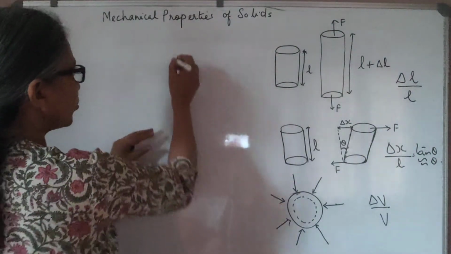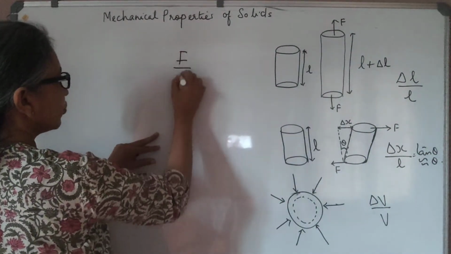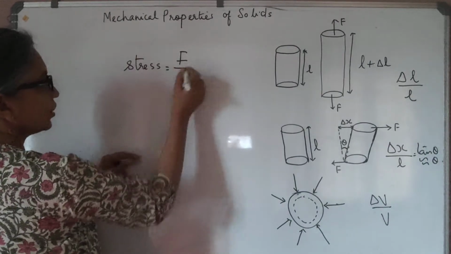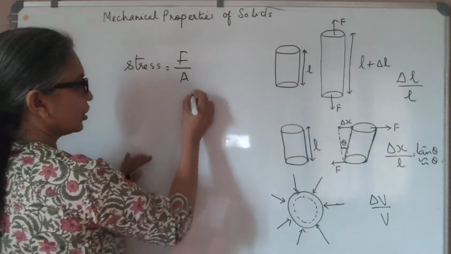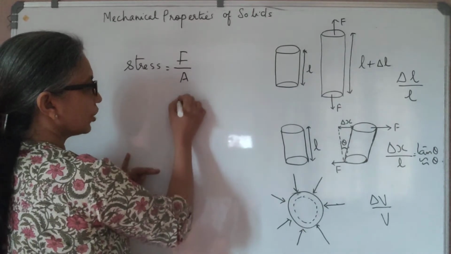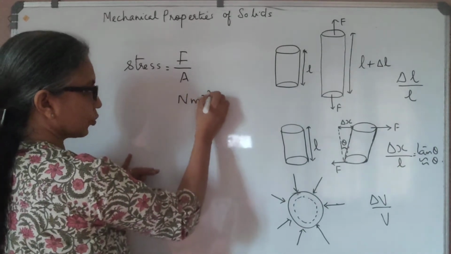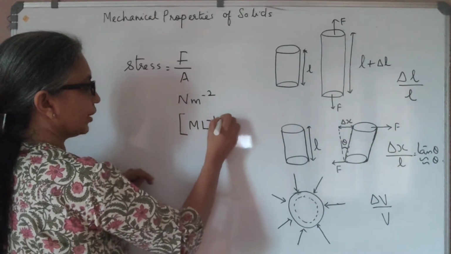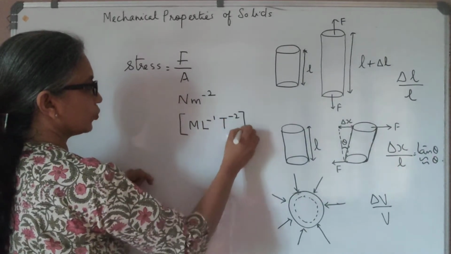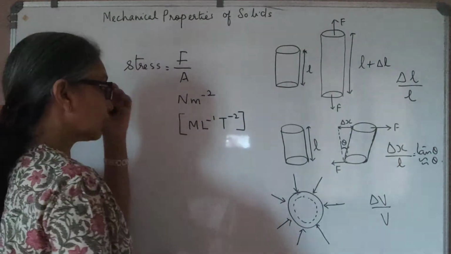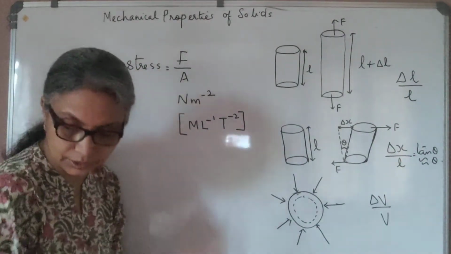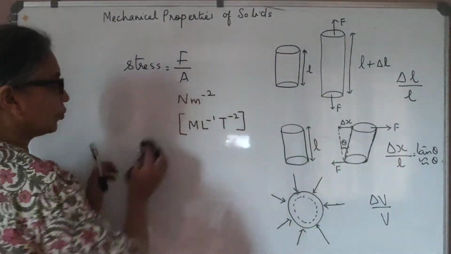This restoring force per unit area is what you call stress. If you look at this, it's the same as pressure. So it has an SI unit of Newton per meter square, and its dimension formula is M L raised to minus 1 T raised to minus 2, which you have already learned. So this is called stress, and whenever you apply stress, there will be a strain, which we are going to discuss now.